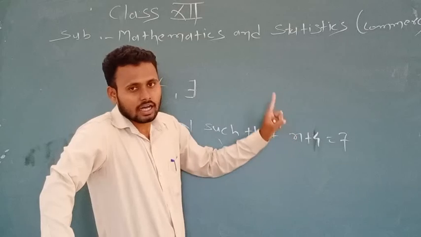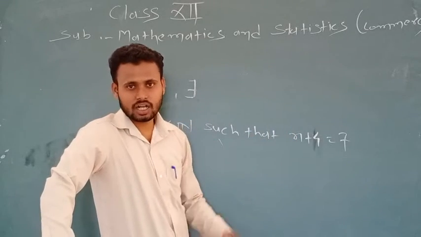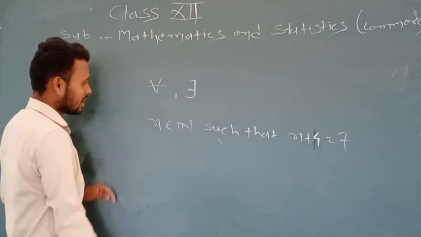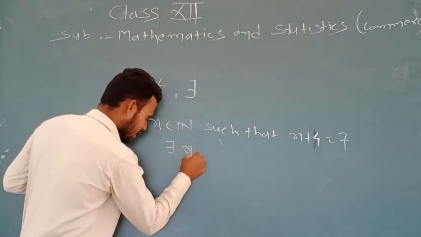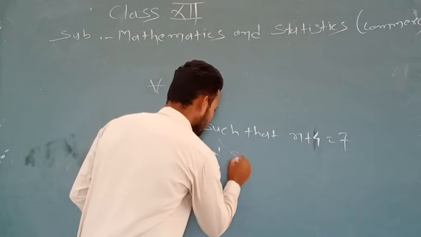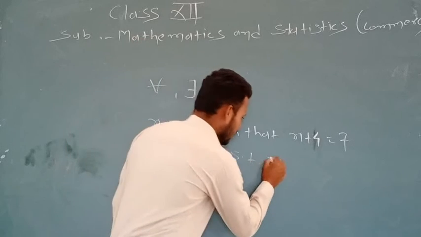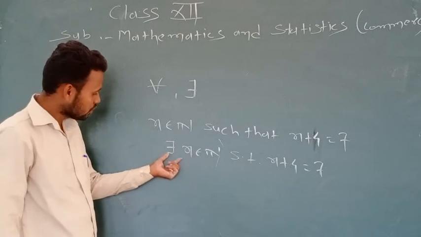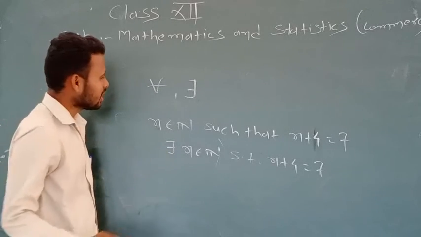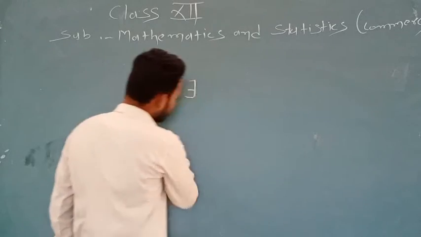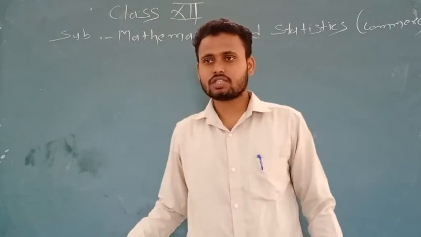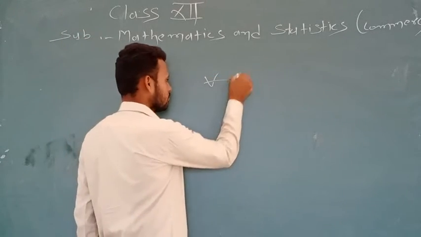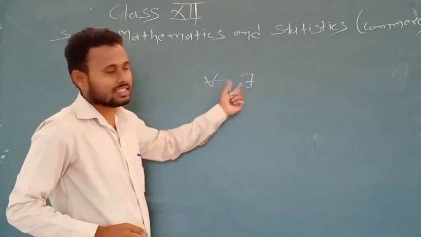There are infinitely many natural numbers, among which only one natural number satisfies this. For that we use the quantifier: there exists x belongs to the natural numbers such that x plus 4 is equal to 7. This is the mathematical form, where we use the quantifier there exists. Therefore, there are only two quantifiers in mathematics: first one is for all, and second one is there exists.